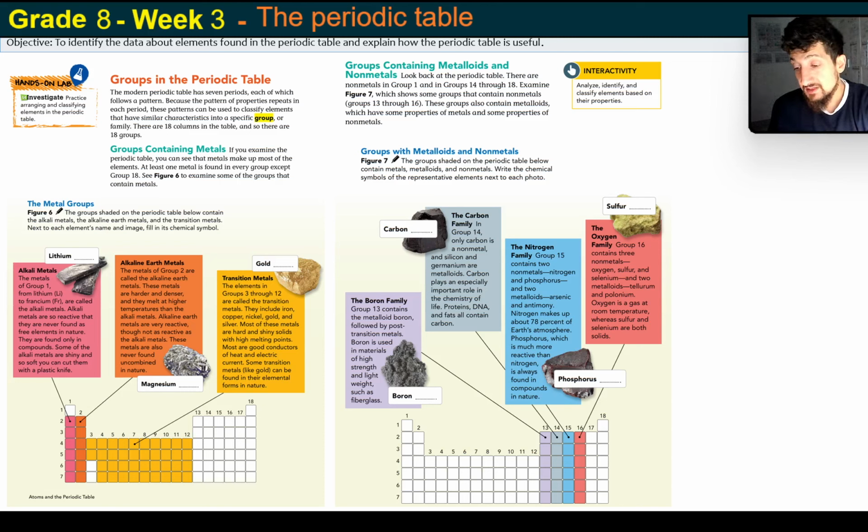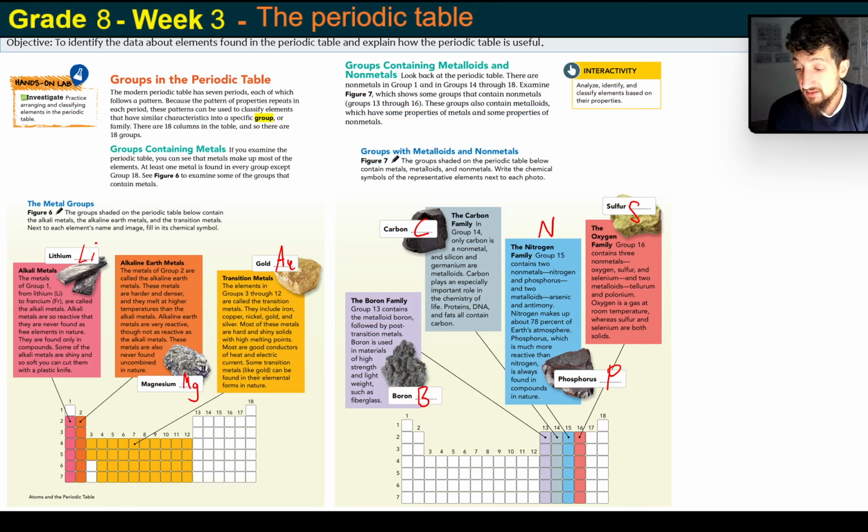The first group is the alkali metals, and it starts with lithium, Li. The next group is called the alkaline earth metals, that have got magnesium, Mg. Then transition metals, gold, Au. Carbon is C, boron is B, the boron group, the nitrogen group, or N, sulfur is S, phosphorus is P. Okay, so that's how the groups of the periodic table are arranged. So let's read some of these properties.